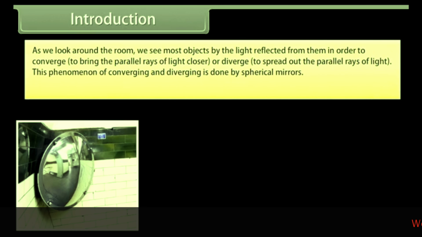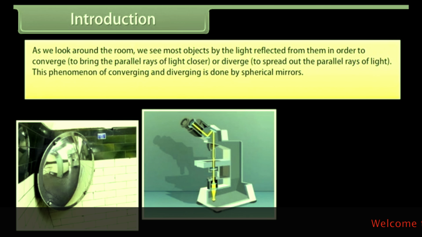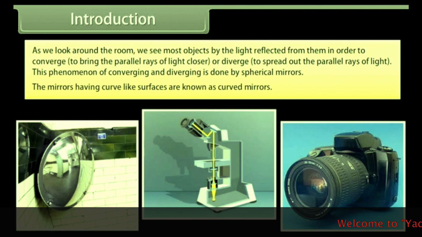Introduction. As we look around the room, we see most objects by the light reflected from them in order to converge to bring the parallel rays of light closer, or diverge to spread out the parallel rays of light. This phenomenon of converging and diverging is done by spherical mirrors. The mirrors having curve-like surfaces are known as curved mirrors.